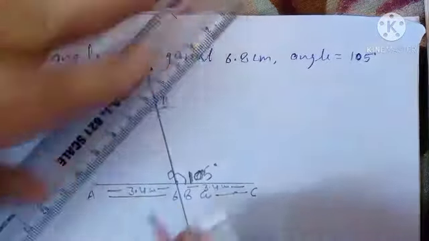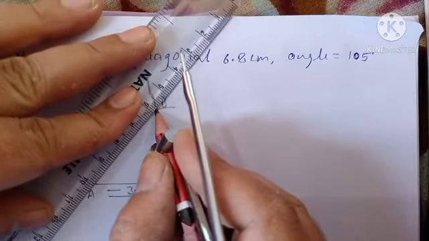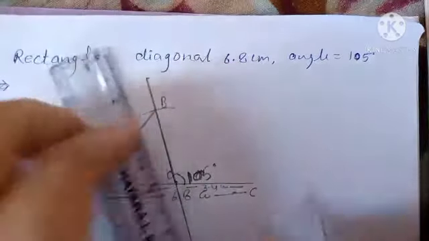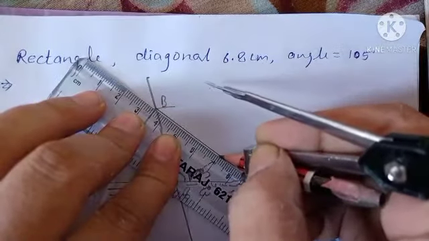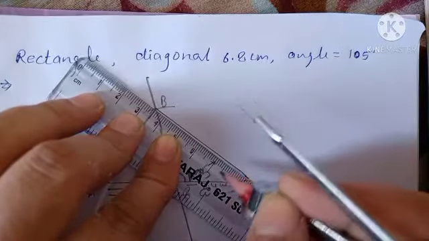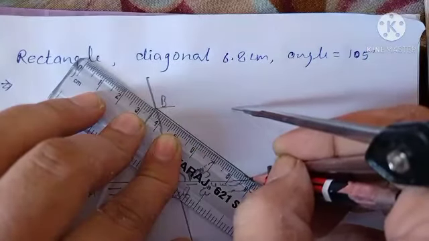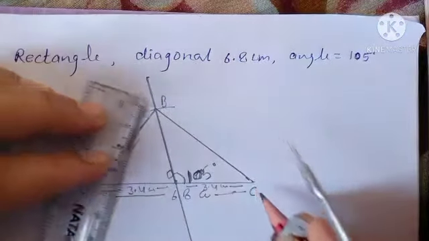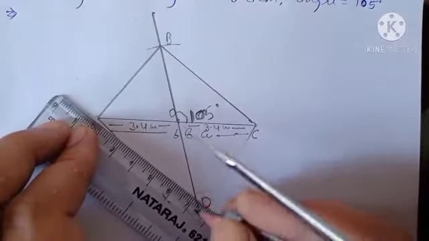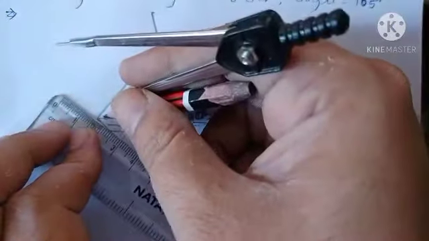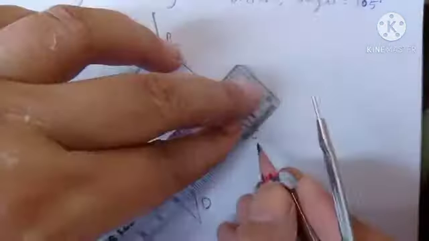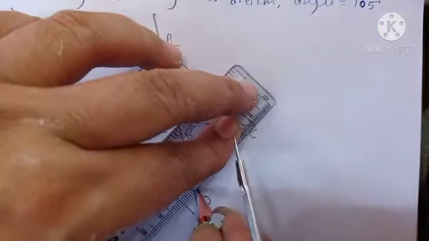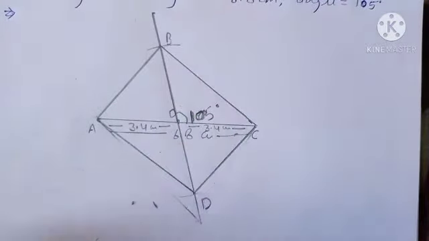Now we will join AB, BC, and now we will join AD and CD. So here you can see ABCD is the required rectangle. Now move to question number 10.